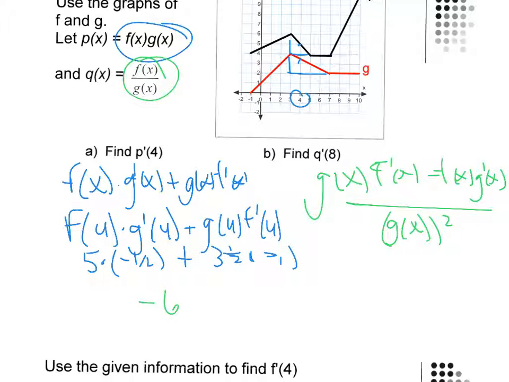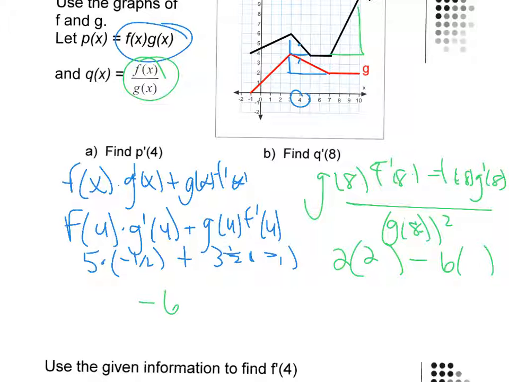And then now you're just plugging in 8s. So I'm actually just going to erase the x's and plug in 8s for those. 8, 8, 8, 8. Okay. So g of 8 is 2. F prime of 8, if you look at the slope on the graph, again, it is about 2-ish again. Minus f of 8 is 6.